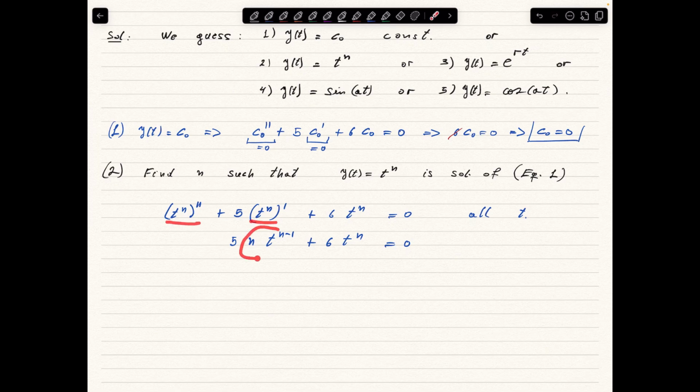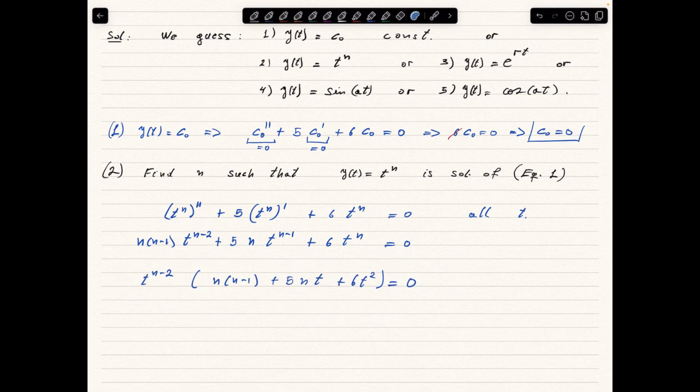The second derivative is going to be the first derivative, and then we compute one more derivative, so we are going to drop that n minus 1. So here we are going to have n minus 1 times t to the n minus 2. So that's the second derivative. Now we can pull common factor, for example, t to the power n minus 2, and then we are going to have here n minus 1 plus 5n t plus 6 t squared, all equal 0.